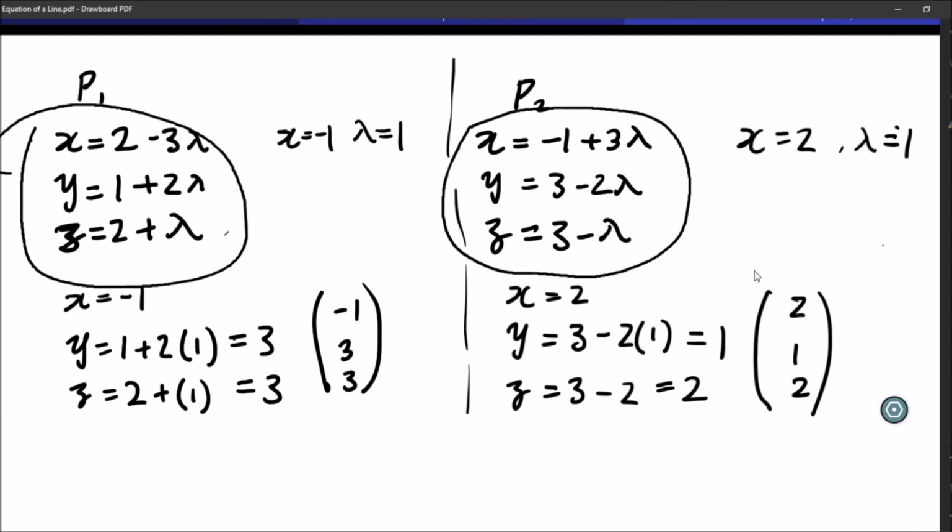Pretty cool, huh? Actually, it's pretty intuitive. They're on the same line. Just because you're starting from one end rather than the other, it shouldn't make a difference to what the line actually is.